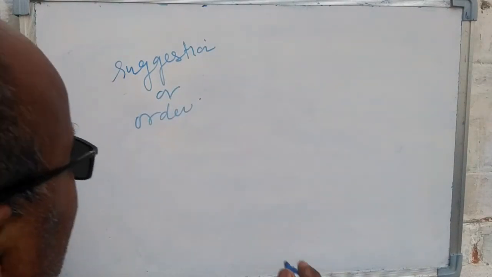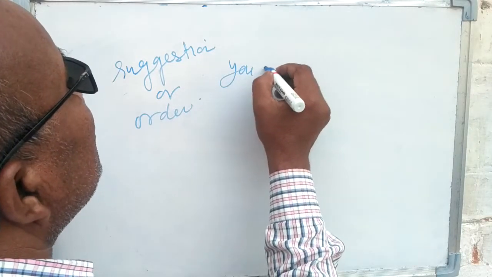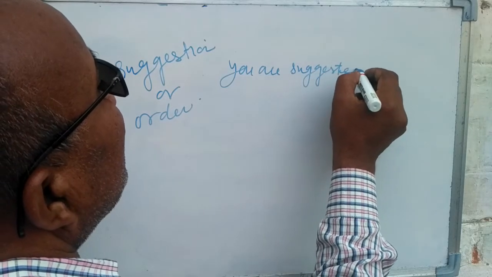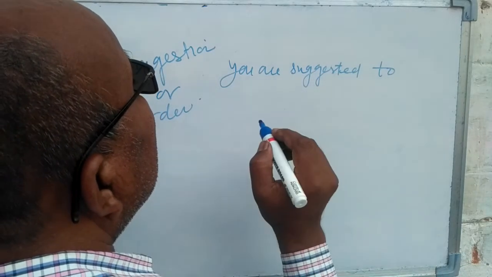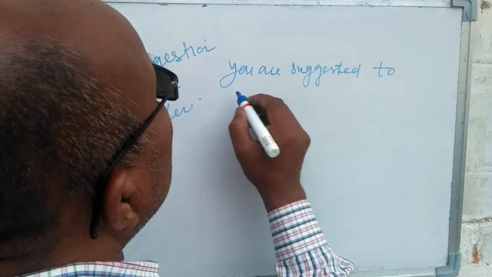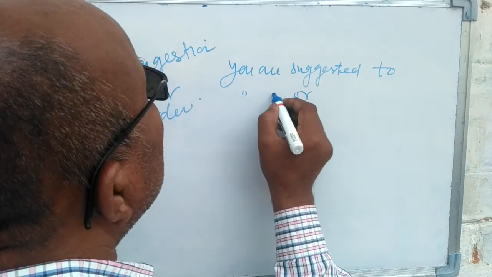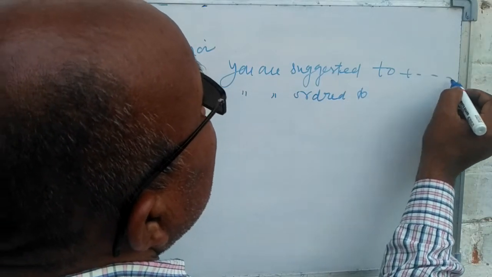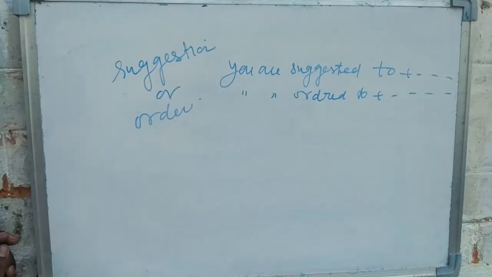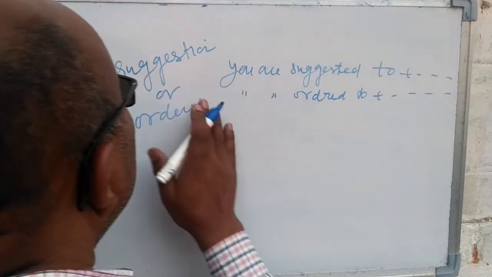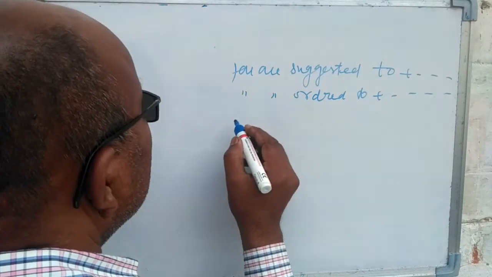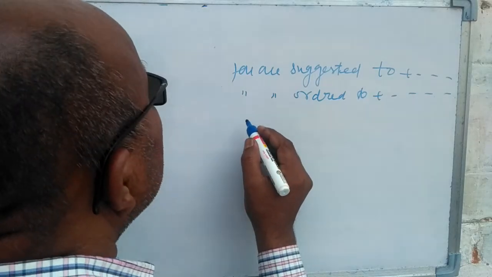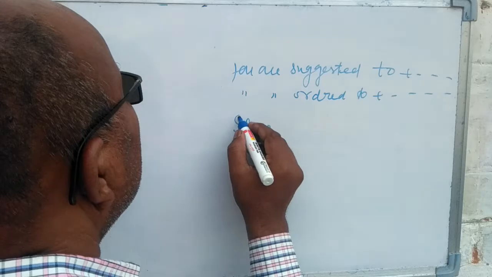If you find a suggestion, you will write, you are suggested to, and if you find an order, then you will write, you are ordered to, plus the remaining parts of the sentence. For example, sleep here.